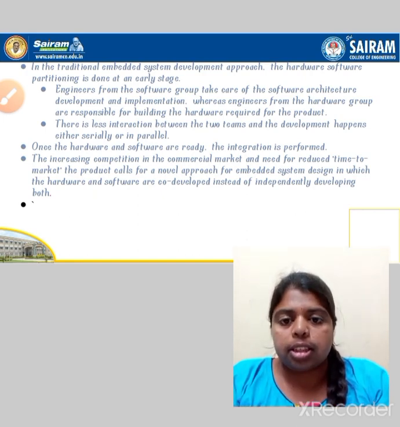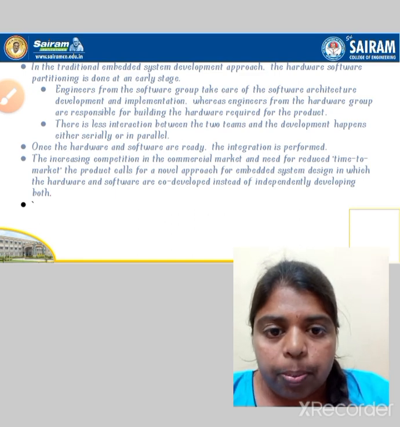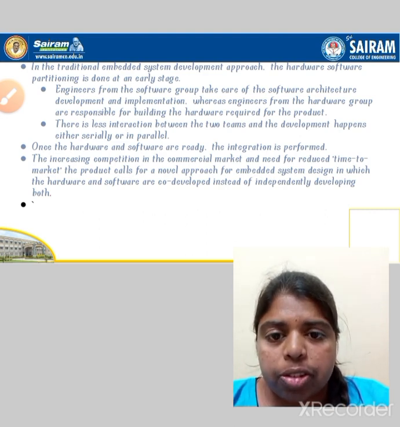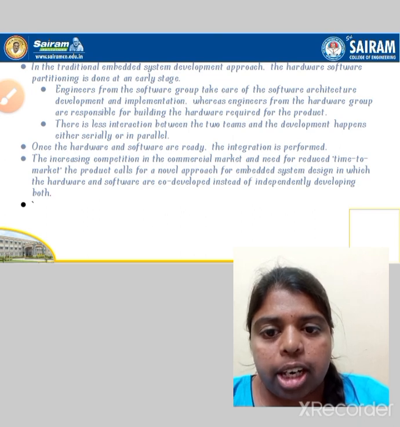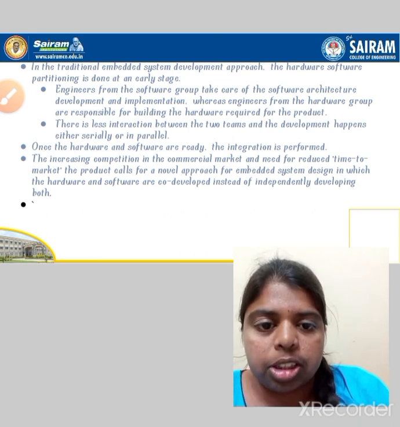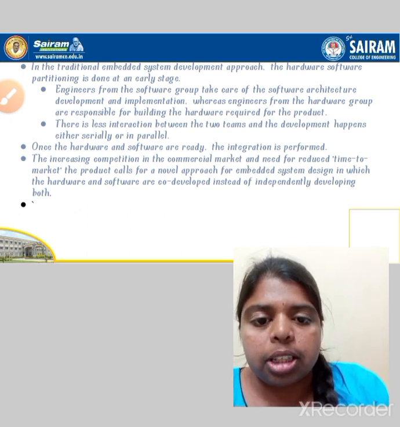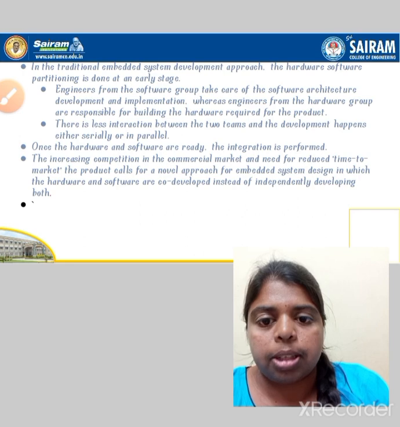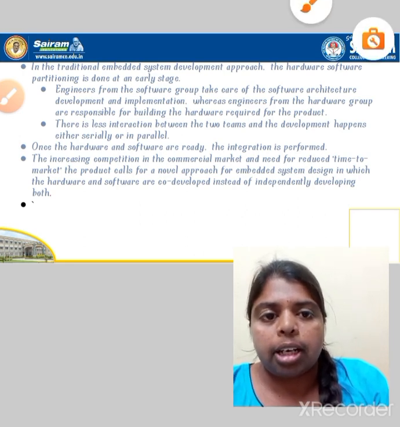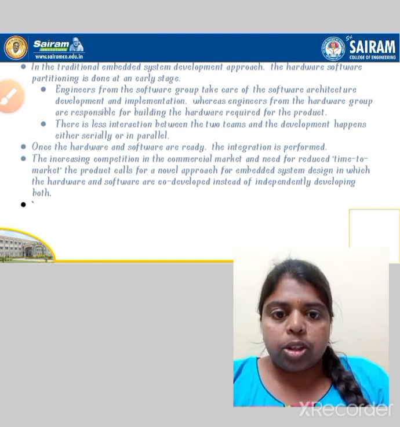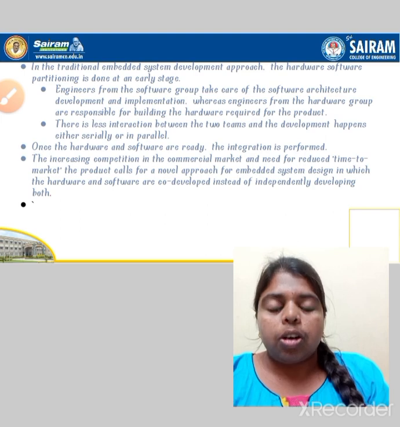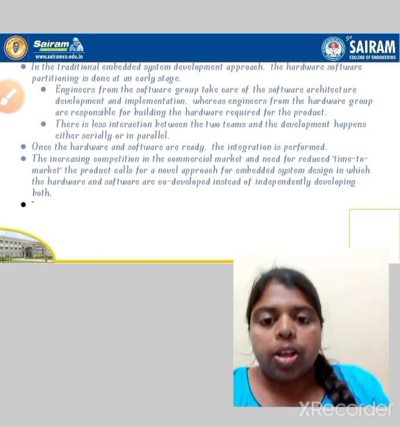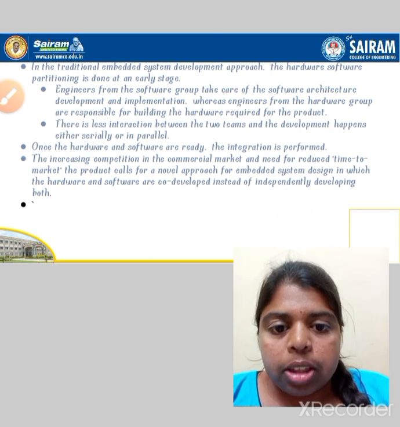So here in the traditional embedded system development approach, the hardware software partitioning is done at an early stage. Engineers from the software group take care of the software architecture development and implementation. Various engineers from the hardware group are responsible for building the hardware required for the product. There is less interface between the two teams and the development happens either serially or in parallel. Engineers from the software group take care of the software architecture, like what will be the database or what is the data size, all those things. Once the hardware and software are ready, the integration is performed.